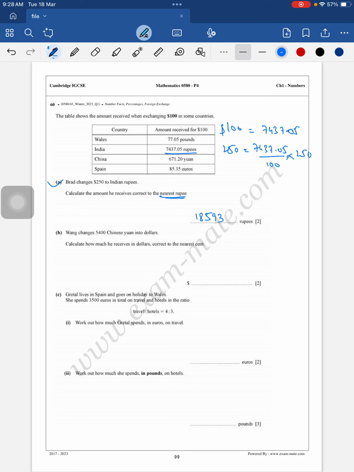18593 rupees. Wang changes 5400 Chinese yuan into dollars. So 671.20 yuan is equal to $100.